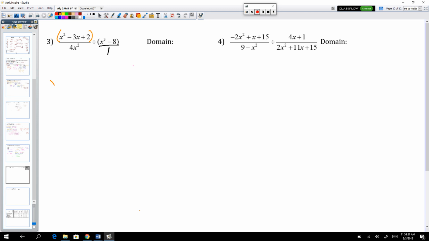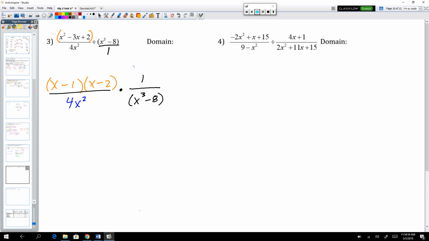So what multiplies to 2 and adds to negative 3? Hopefully you thought x minus 1 and x minus 2. And then on the bottom, we don't really have anything to do there, nothing to factor out, it's just simply one term. And I'm going to go ahead and flip. So instead of x cubed minus 8 over 1, I'm going to have 1 over x cubed minus 8.